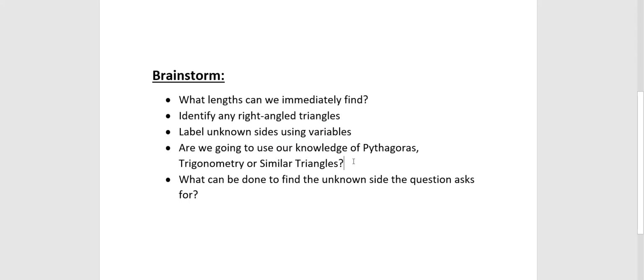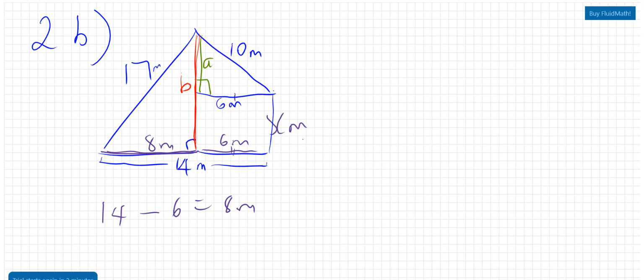or similar triangles? So let's have a look at this question. I can see there are no angles given to me, so I don't think I'll be needing to use trigonometry. I can see right angle triangles, and definitely I'll be using Pythagoras to find B and to find A. In similar triangles, there are no similar triangles here in this diagram that I can see, so I won't be using that. So for this question, Pythagoras is the main tool that I'll be using.